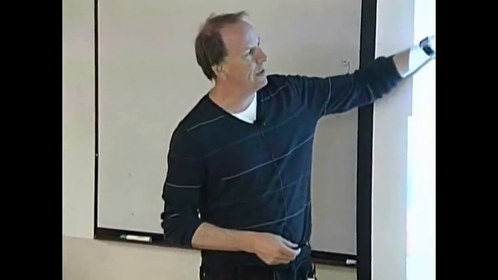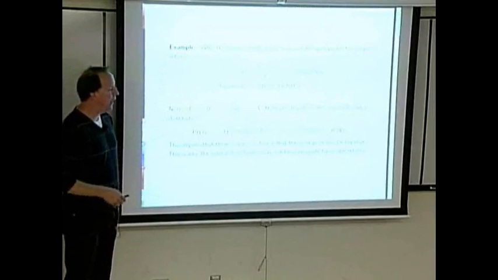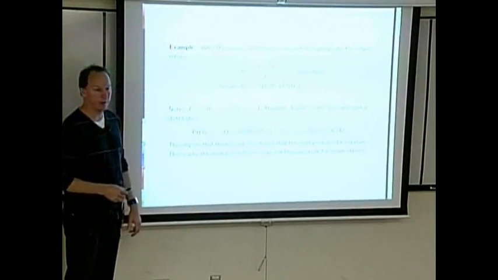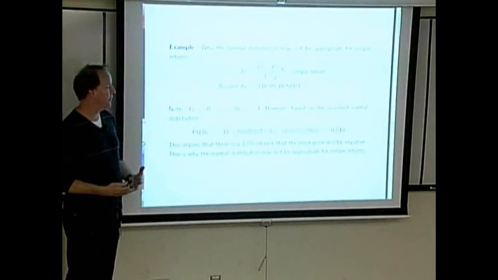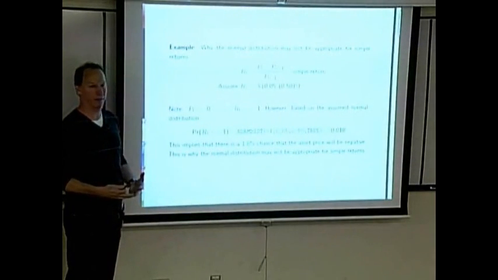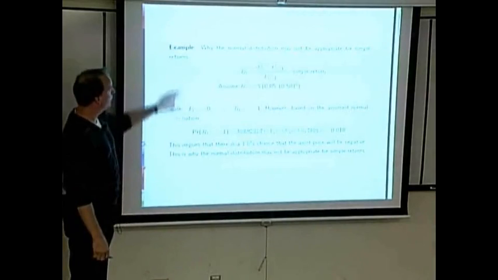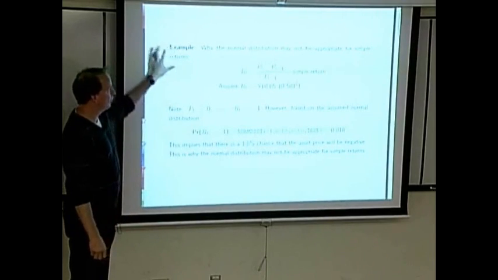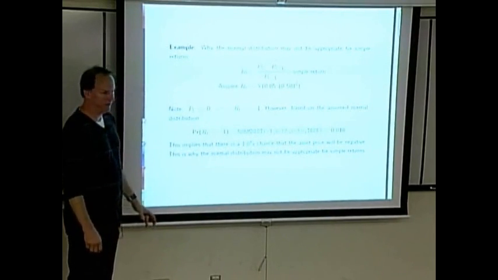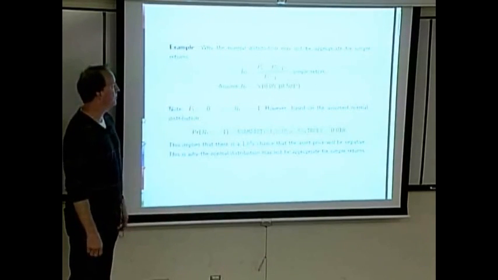But I went through an example to highlight some problems with taking the normal distribution on faith as a good distribution to characterize a rate of return. And so I want to go through this example again and to reiterate the points that I made last time. So we're going to discuss why the normal distribution may not be appropriate for simple returns.